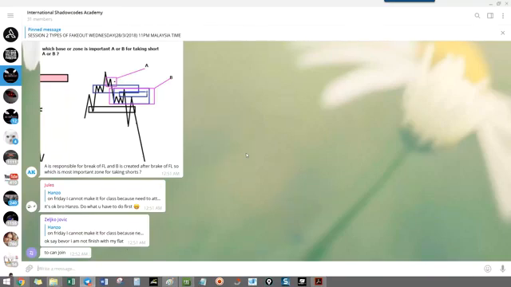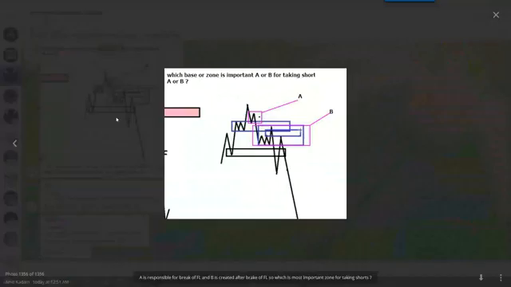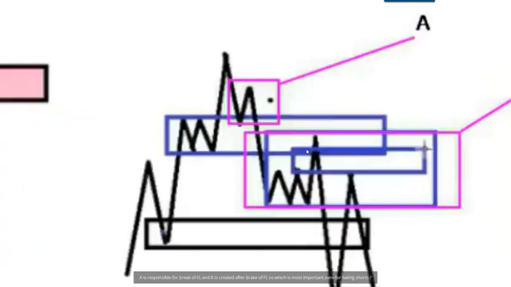Okay, sure. So is there any other question? Which base is important, A or B, for taking short? This one. Okay. The middle one. This thing. 1, 2, 3. This QM. 1, 2, 3. Enter here. Okay. After it already engulfs.